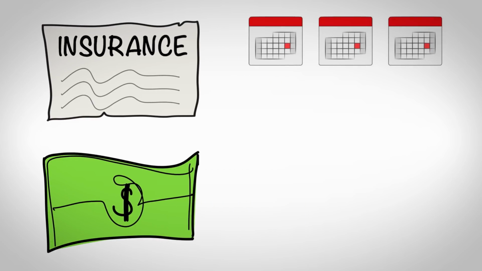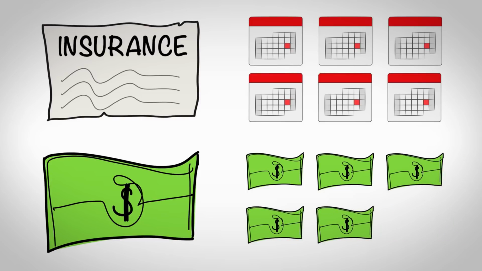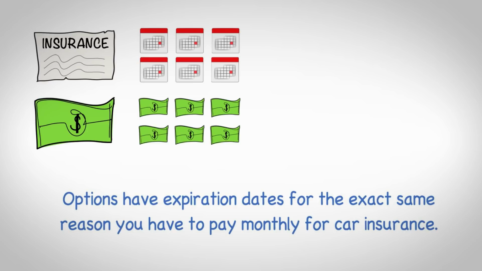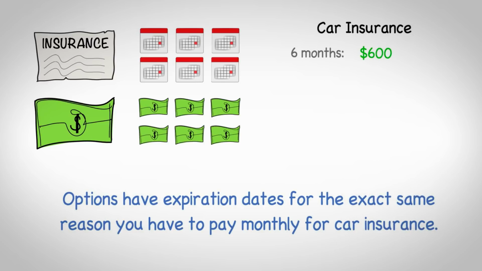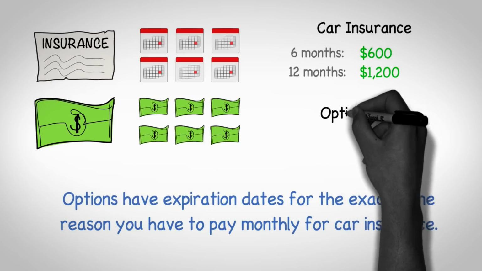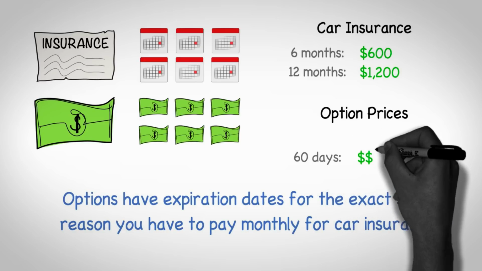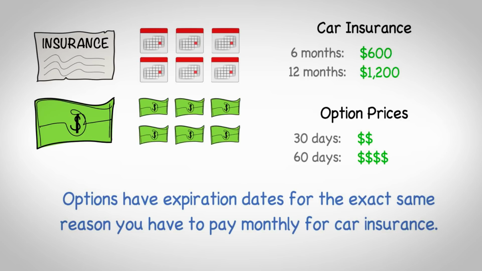You have to pay month after month to keep your insurance. So the longer you have it, the more money you will have to pay. Options are the same way. They have expiration dates for the exact same reason you have to pay monthly for car insurance. If you want to insure your car for 6 months, it might cost you $600, but if you want to insure it for 12 months, it might cost you $1,200. In the exact same way, an option with 60 days to expiration is going to have a higher price than the same option with only 30 days to expiration.